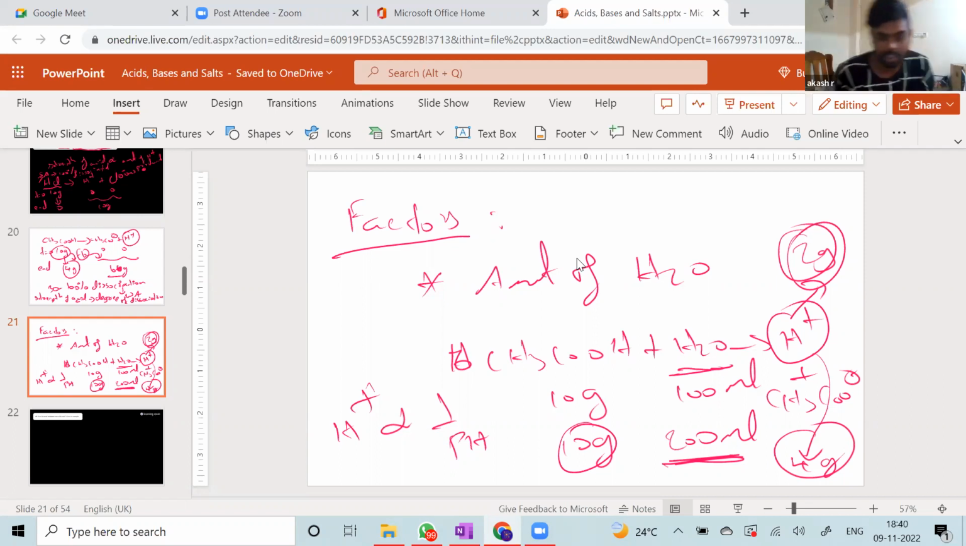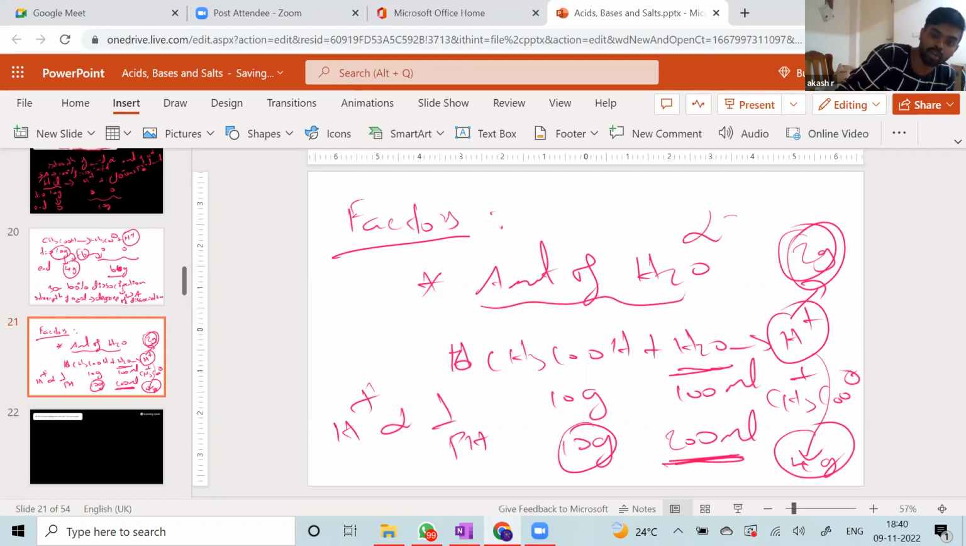Okay, fine. So the H plus concentration and pH are inversely proportional. You don't have to worry about how this is happening; you're going to have a formula when you go to 11th class, and we'll study more of these things. The first factor is that the amount of H2O and the strength are going to be directly proportional.